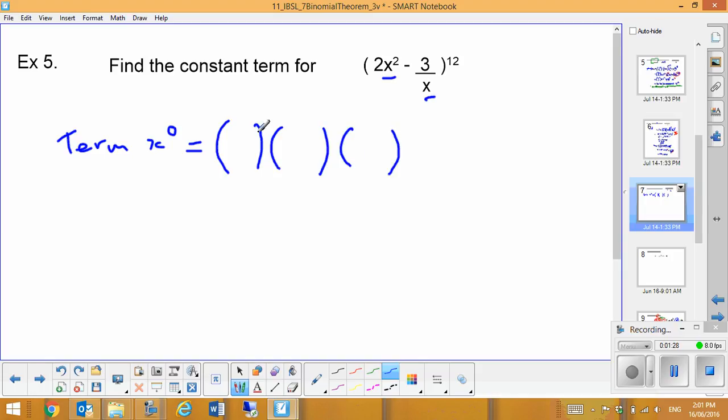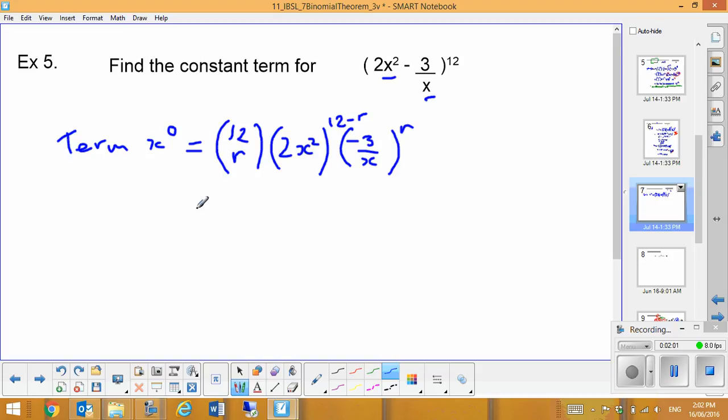So we're going to have some sort of coefficient, and that will have n equal to 12, because it's a power of 12. Not sure what the r is, let's leave that at the moment. What's in here? We have 2x squared, and in here is minus 3 over x. This is going to be some r value, because we don't know what power we're after, so that's the r matching here, and this is going to be 12 minus r.